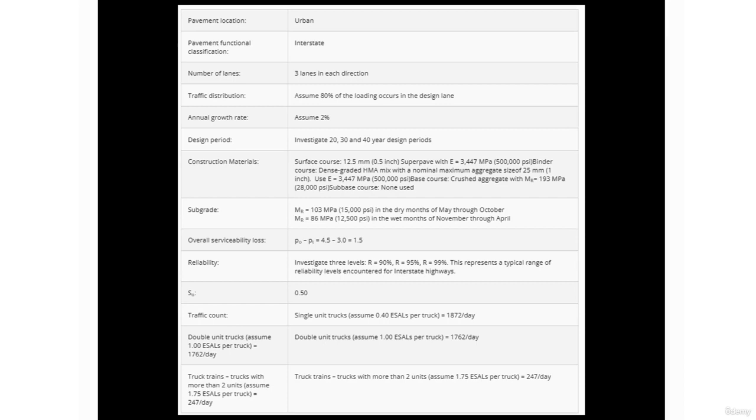Okay. So then subgrade. The subgrade, that's the MR. So these are the subgrade MR values in the dry months, in the dry season, and in the wet months. Funny enough, their dry season and their wet season coincide with the dry and wet season for New Zealand and South Africa. It's very interesting. So the overall serviceability loss, the reliability, traffic count, so the double unit trucks, and the truck trains. So these are all the parameters you need. Then we move on.